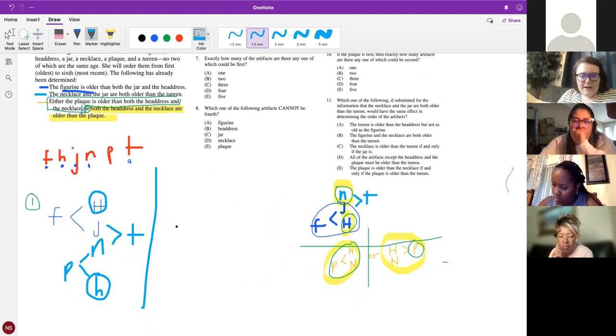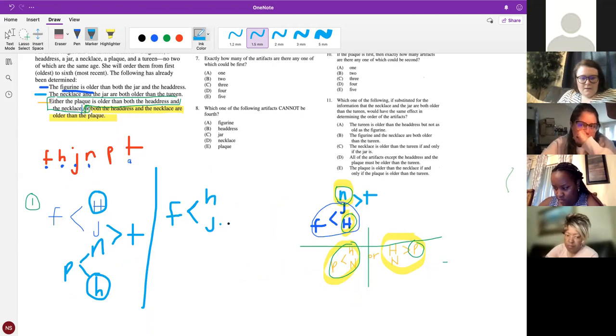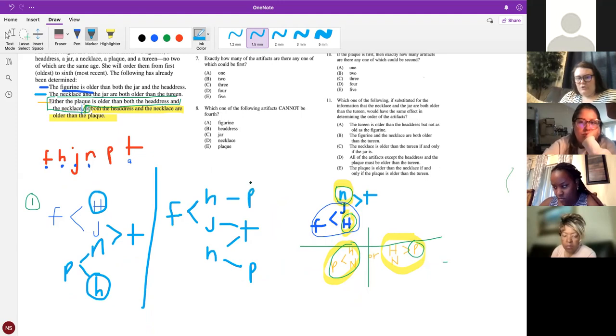And I would draw F, H, J, T, and N. And this time I have H and N before P. So here I would draw a P, and here I would draw a P, and I would just circle them so I knew that they were the same thing. And so I would have both scenarios here.